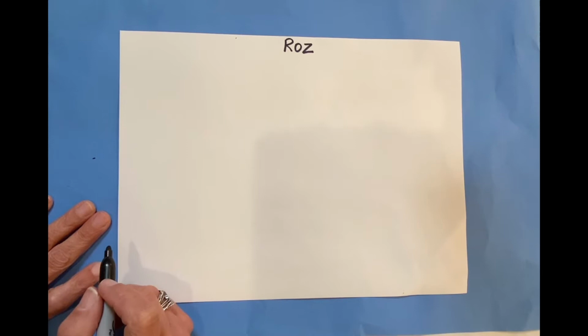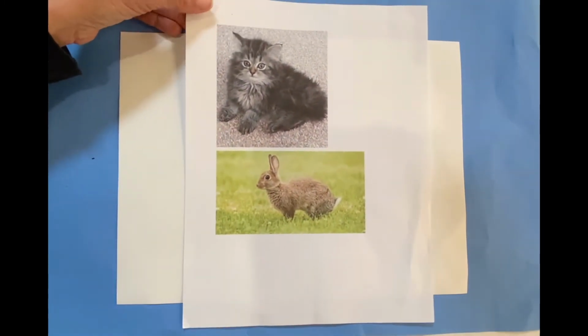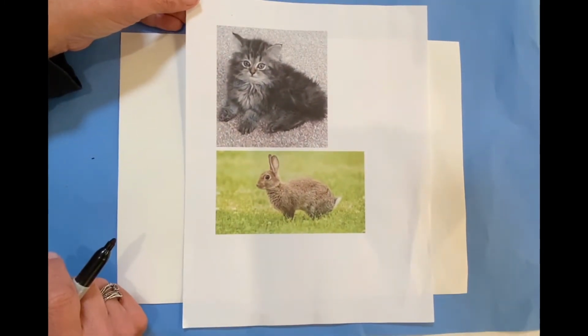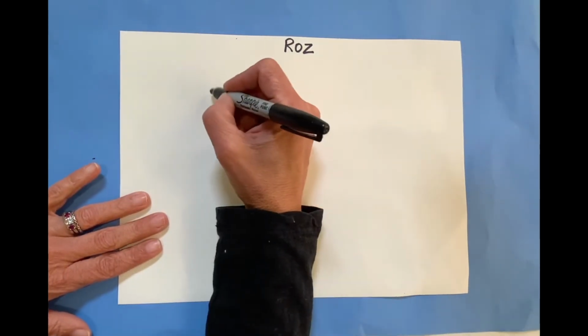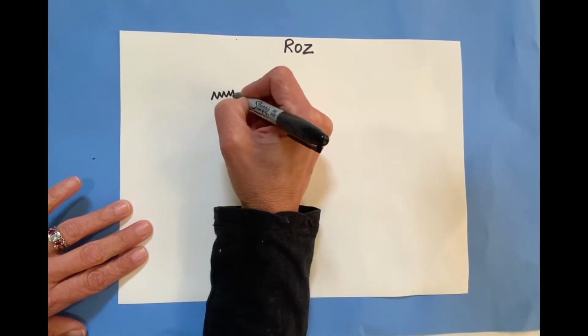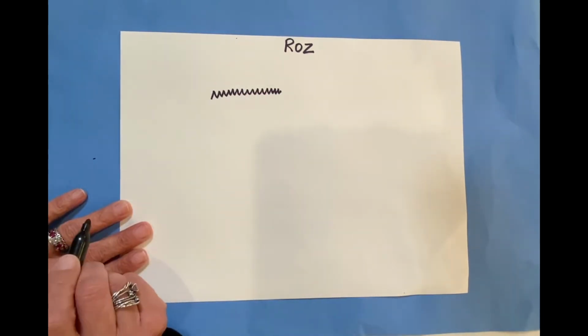Animals have all sorts of textures. Let's think about how artists would show a furry animal like a kitten or a bunny. Here's a photograph of those two animals. They're both mammals, so that means they have fur on their outside. How would you show fur? Let's just practice some lines. I'm thinking fur looks like very tiny zigzags. Can you practice some of those with me?